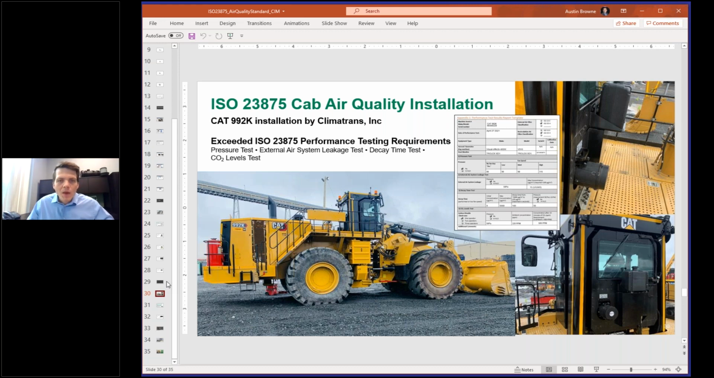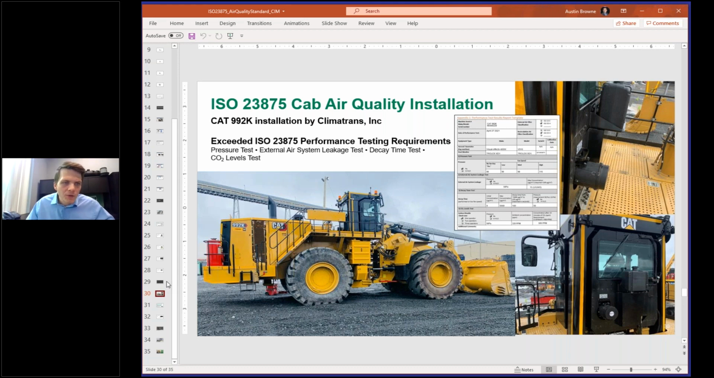One of the interesting things, and the most impactful thing from the Climatrans team, is that they shared this is very feasible. Given what is outlined in the standard, it outlines step by step every part, process, and piece along the way that an industrial hygienist, a partner, a maintenance provider, or a service provider can do to implement, stand up, and deliver ISO 23875 certified solutions.